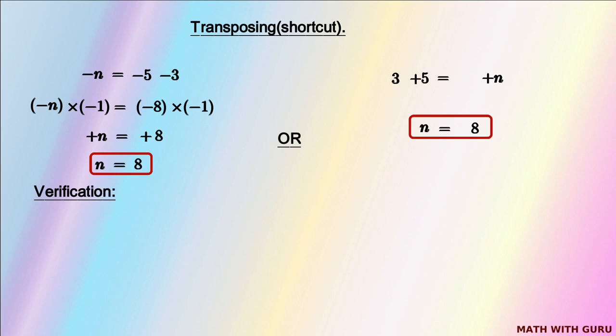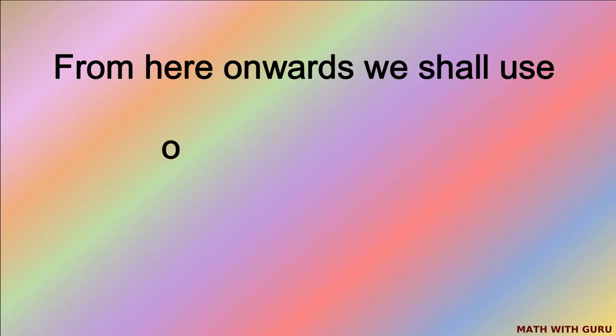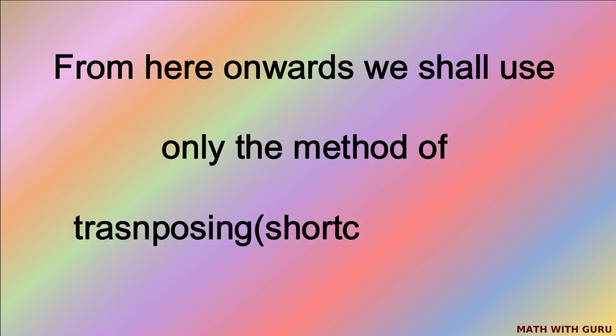Let us verify the answer quickly. Start from LHS. 3 minus n equals 3 minus 8. 3 minus 8 is minus 5, which is the right hand side of the given equation. From here onwards, we shall use only the method of transposing or the shortcut method.